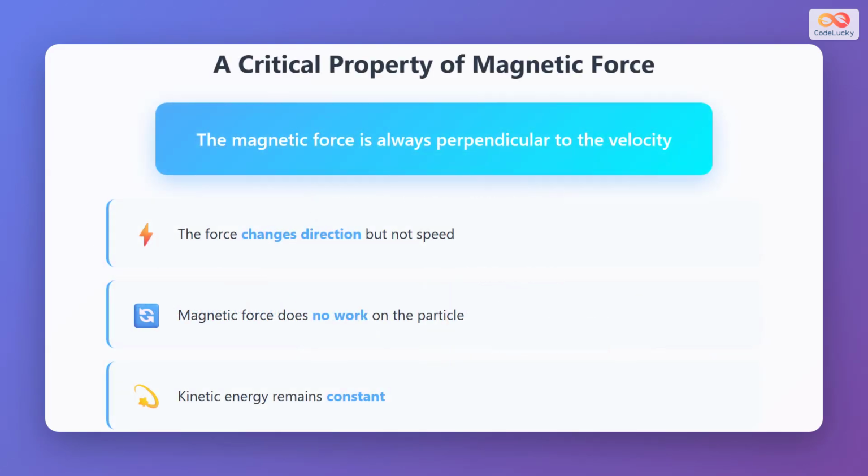Here's a fascinating property of magnetic force. It's always perpendicular to the particle's velocity. This means the force changes the particle's direction, but never its speed. Since the force does no work on the particle, the kinetic energy remains constant throughout the motion. This is fundamentally different from other forces that can speed up or slow down particles.